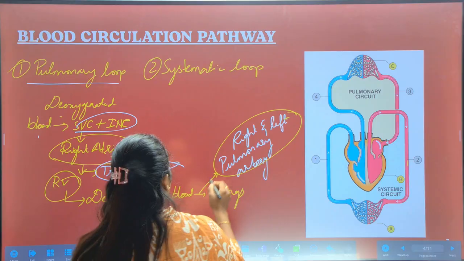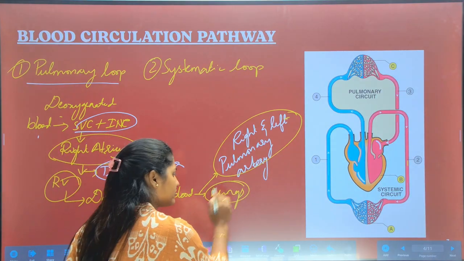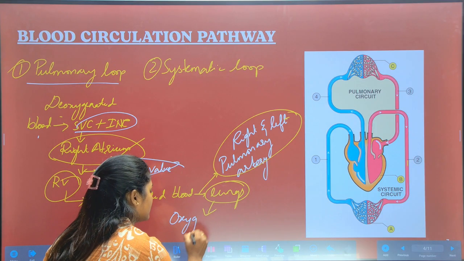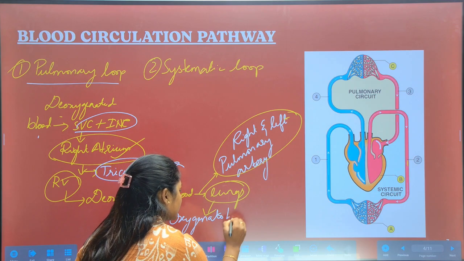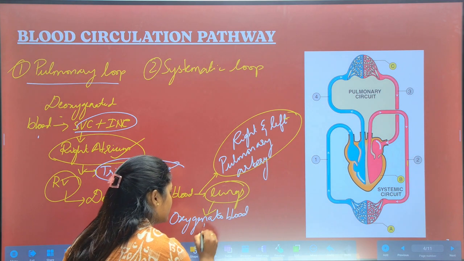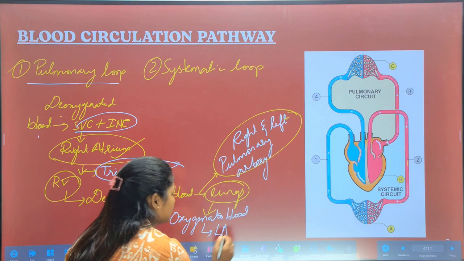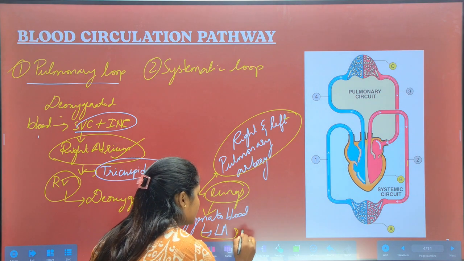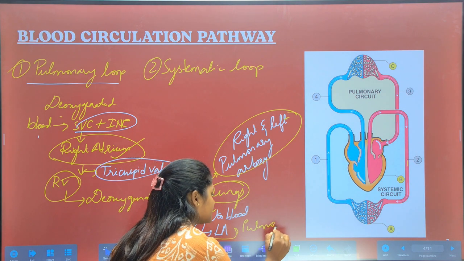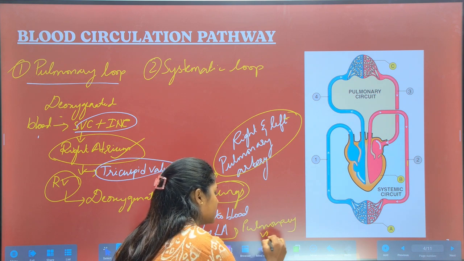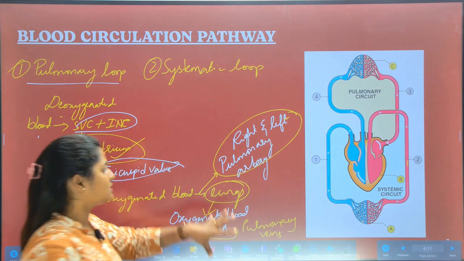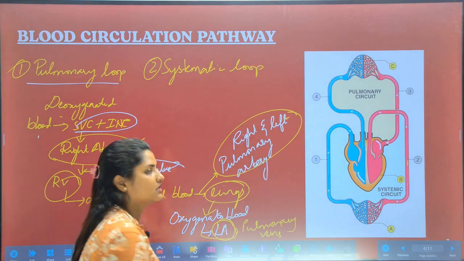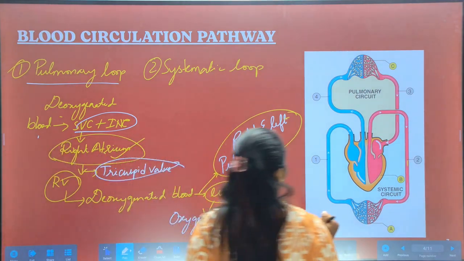And from the pulmonary artery, in the lungs, we will get oxygenated blood. Oxygenated blood goes to the left atrium with the help of pulmonary veins. So this total is called the pulmonary loop, the pulmonary circuit, till the left atrium. So here you can see.